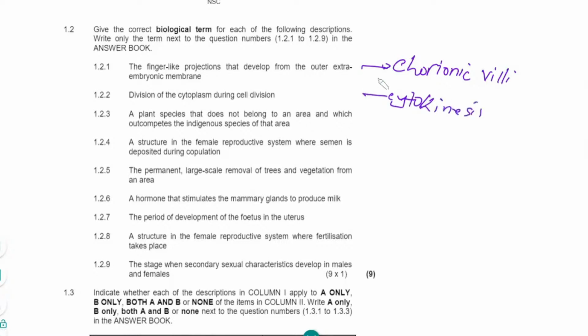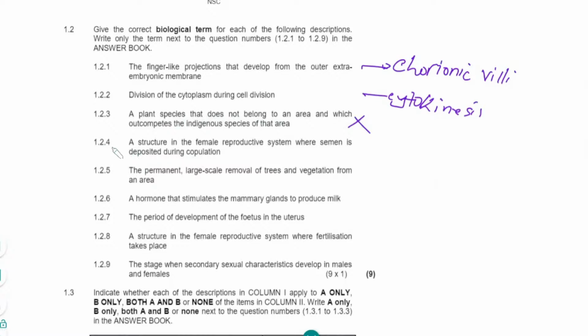Kinesis. So the correct answer becomes cytokinesis. The plant species that does not belong. Now this one is ruled out. Why? Because it is not our syllabus.